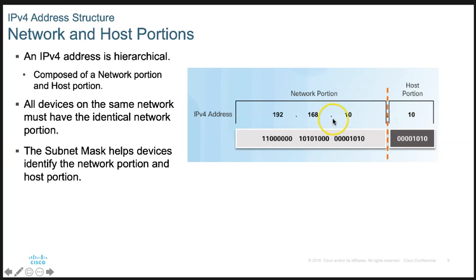I repeat before I move on. Every single device in the same network has to have the same network portion ID. That's rule number 1. Rule number 2: no 2 hosts in the same network can have the same host ID. If you do that, you will have a conflict, and none of those devices will be able to communicate.